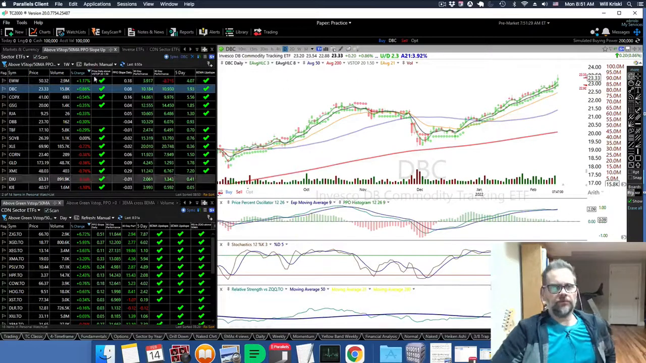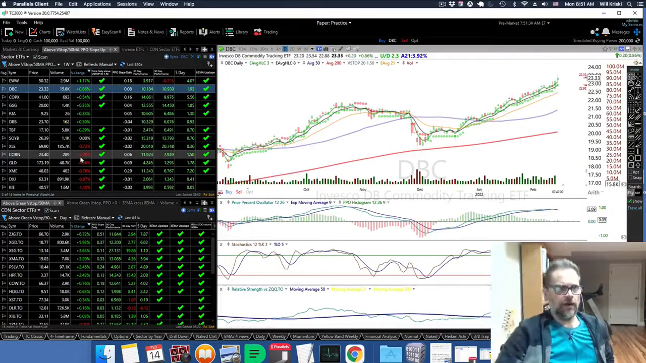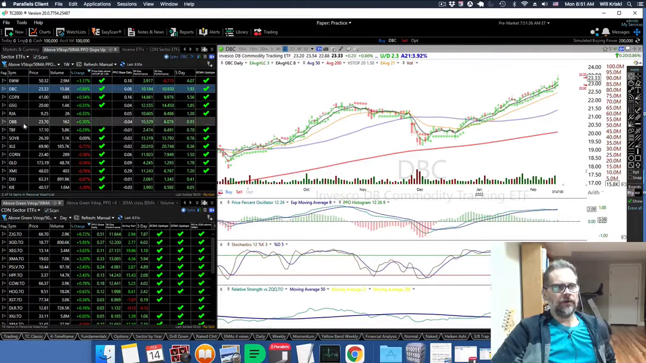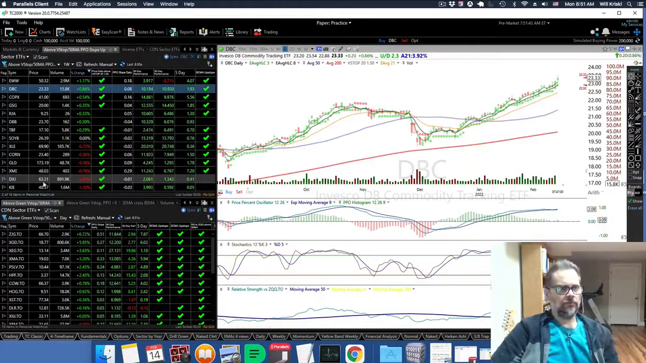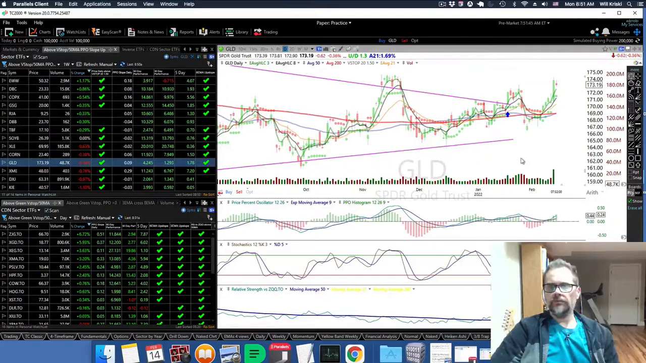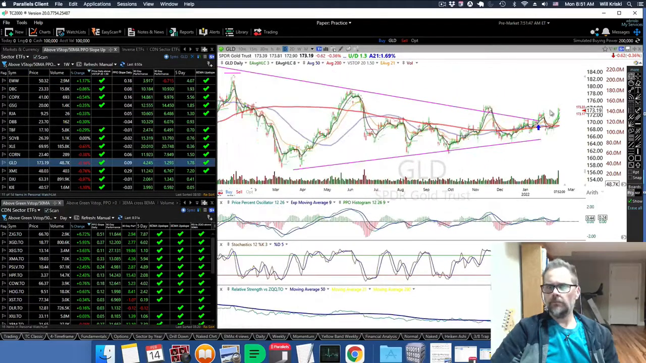So this way, my scan shows me just the ones. I don't have to look at everything. I can just scan it quickly because I have a scan that filters out stuff. So if you want to avoid looking at things that aren't going to be great to trade with, this would help. So like gold is potentially breaking through here.